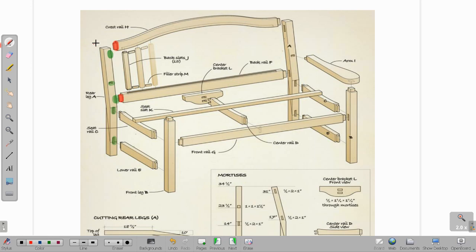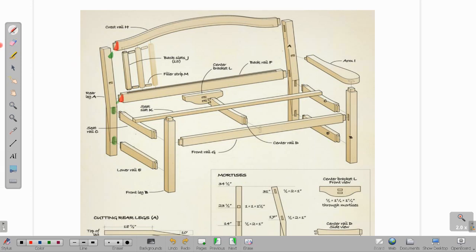Oops. Okay, my pen is not working. What happened there? Let me just try once again. Now it's working. I don't know what happened there.